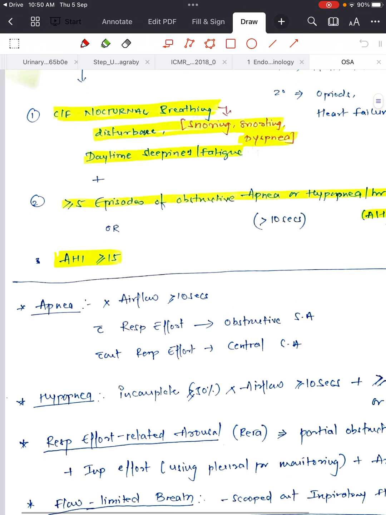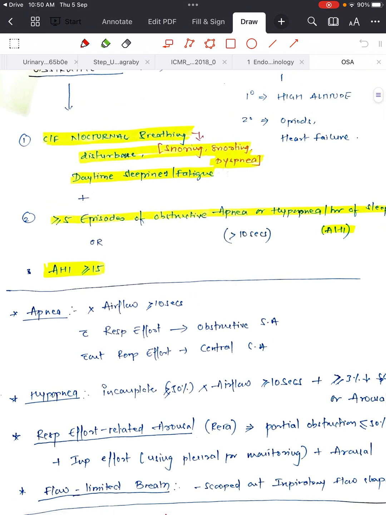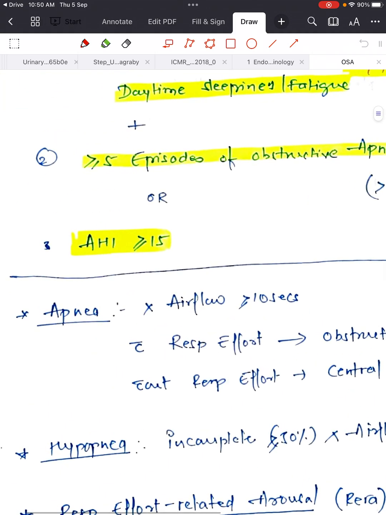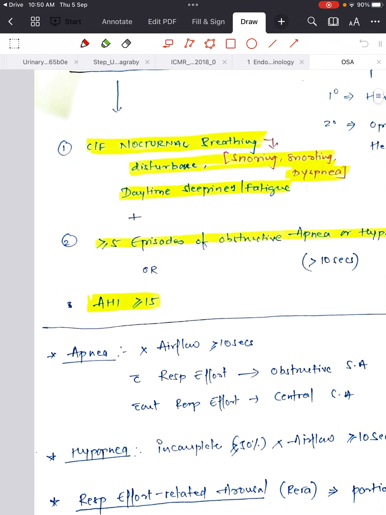With these symptoms the patient should have more than or equal to 5 episodes of obstructive apnea or hypopnea per hour of sleep. More than 5 episodes of apnea or hypopnea per hour of sleep is called the apnea hypopnea index, AHI. More than or equal to 5 with symptoms, or if alone the AHI is more than 15, then it is suggestive of obstructive sleep apnea.